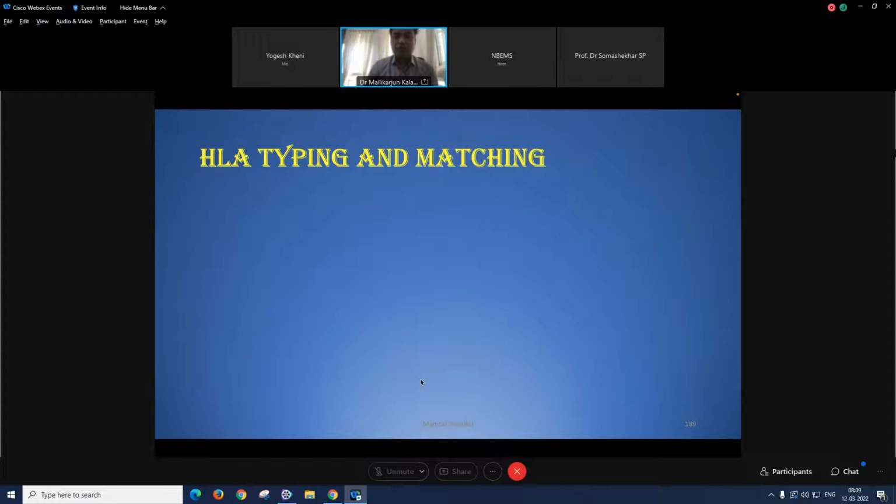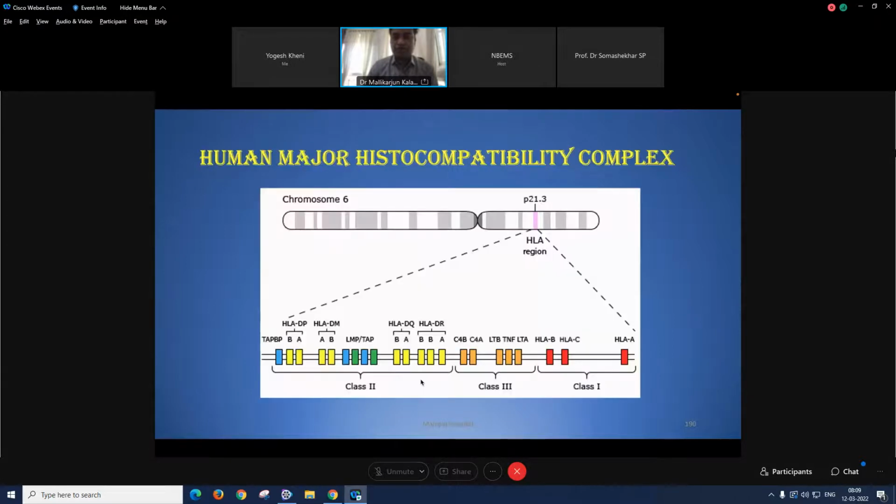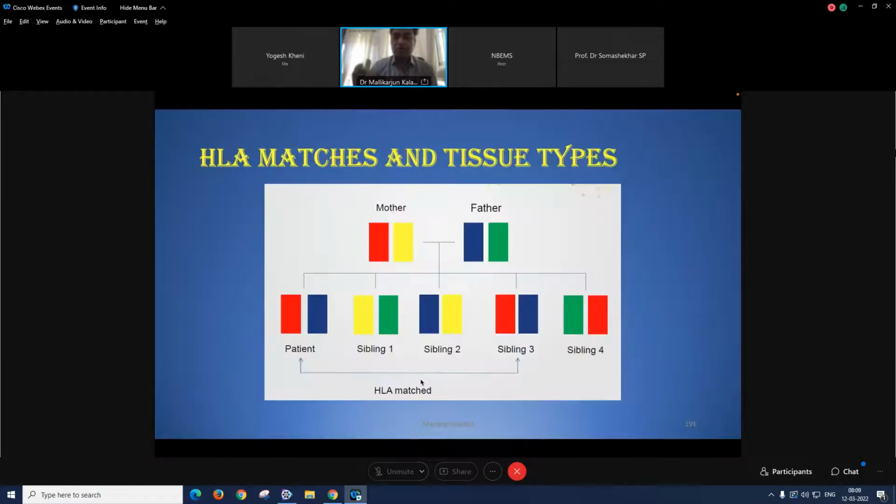When you talk about allogenic bone marrow transplantation, we always have to have a donor, and we know that all of us inherit our HLA haplotype from our parents. So just as it is important to do blood group matching for blood transfusion, for allogenic bone marrow transplantation it is indeed very important to look at the HLA more closely. And the best donors are HLA-identical siblings.